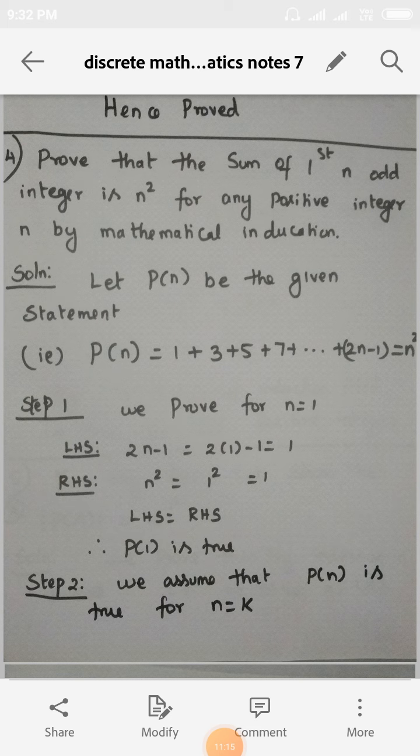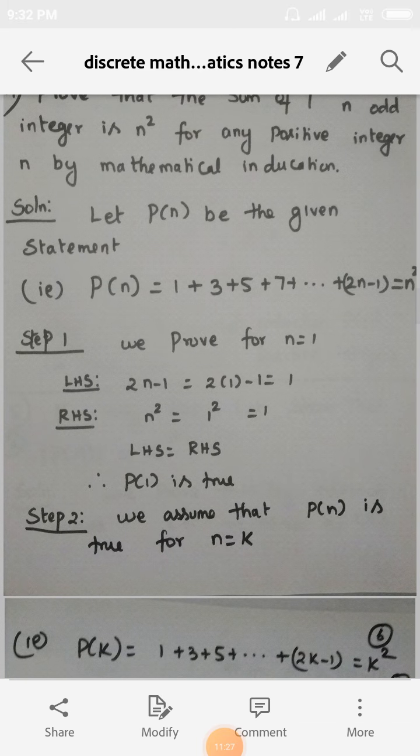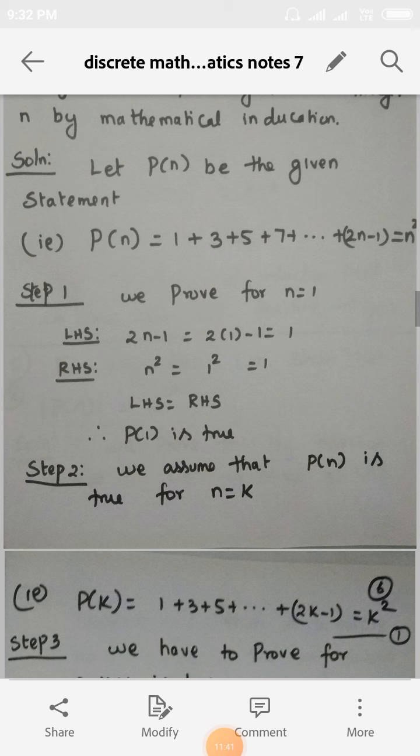So first take the given statement as P of n. What is the statement? P of n is 1 plus 3 plus 5 plus etc. 2n minus 1 is equal to n square. What is step 1? We have to prove the statement is true for n is equal to 1. So what is the left hand side? 2n minus 1. In the place of n, substitute 1. So 2 into 1 minus 1 is equal to 2 minus 1 is equal to 1. The RHS is n square, so 1 square is equal to 1. So LHS is equal to RHS. Therefore, P of 1 is true.